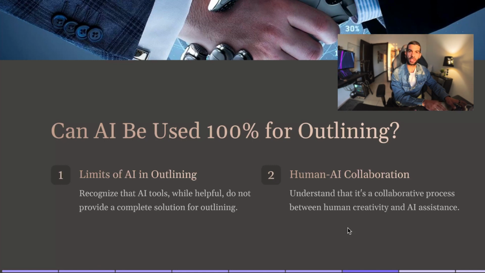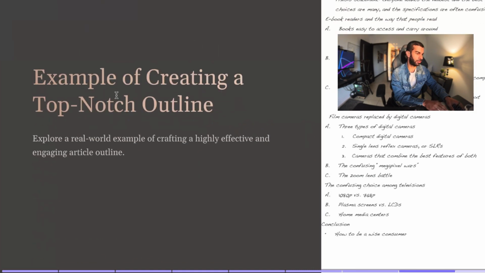Understanding that there is this collaborative process is important. And essentially, if an AI tool can do what a human can do, then it means that there's no need for the human, which I think would be a sad point in time. So I also think that this collaboration is something that is important. Let's create a top-notch outline following this process.